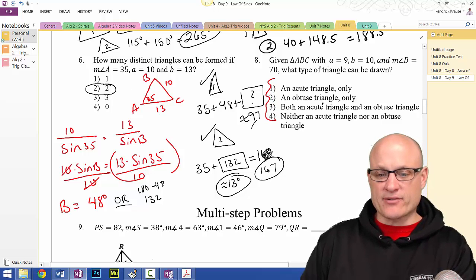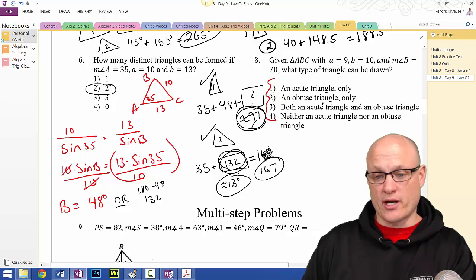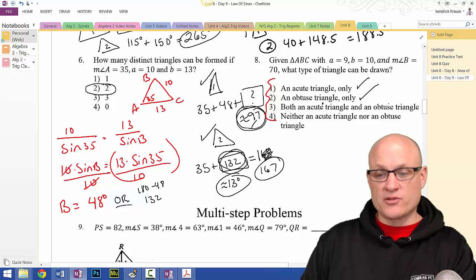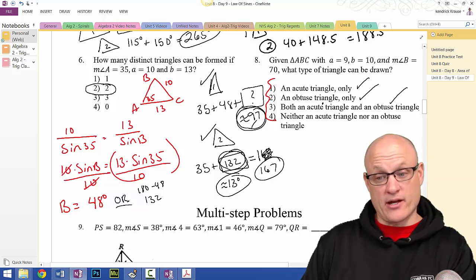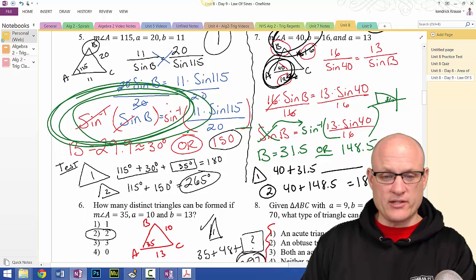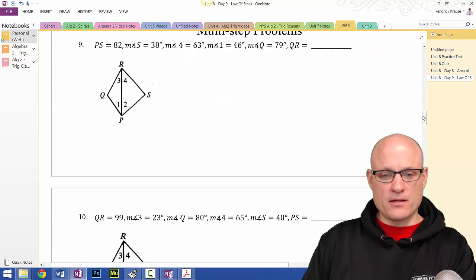But sometimes they ask it like this. What kinds of triangles? Well, any triangle that has an angle bigger than 90 degrees is obtuse. So in this case, I can make 2 obtuse triangles. I don't think that's a thing. Sometimes it comes out to be acute. Sometimes it only comes out to be obtuse. Sometimes it comes out to be one and the other. Sometimes it comes out to be neither. And sometimes it comes out to just be, like these up here, just one acute triangle.